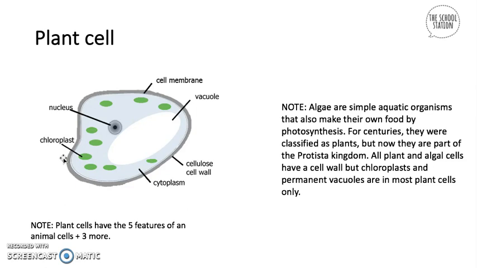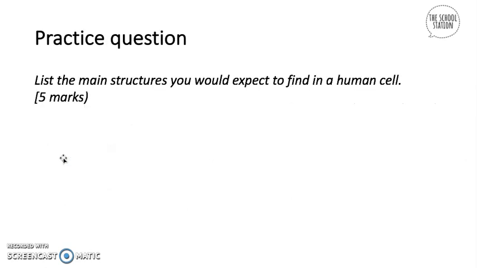So I hope you guys have understood so far about the animal and plant cell and what they are, what cells are, and how cells make up an organism. And now I actually want to show you guys a small practice question. This practice question tells us to list the main structures you'd expect to find in a human cell. And there's 5 marks, okay? So 5 marks means that if you get this question right, you could be gaining 5 marks in an exam paper. I want you guys to pause this video and have a go at answering this practice question. So I want you guys to pause right now.